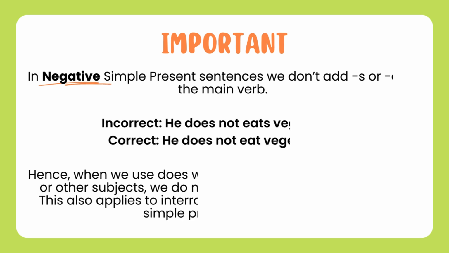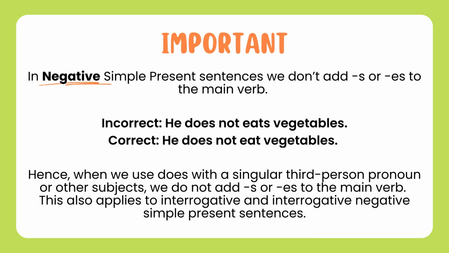There's an important point in forming the negative simple present sentences. We don't add s or es to the main verb. He does not eats vegetables. This is incorrect. We shouldn't add s to eat. So the correct one is, he does not eat vegetables. Hence, when we use does with a singular third-person pronoun or other subjects, we do not add s or es to the main verb. This also applies to interrogative and interrogative negative simple present sentences.